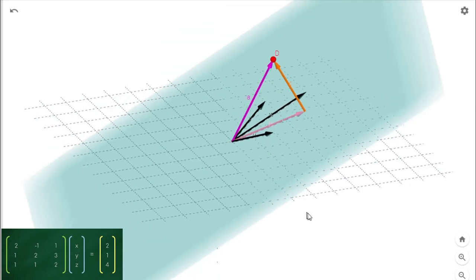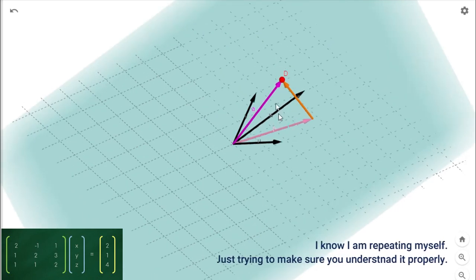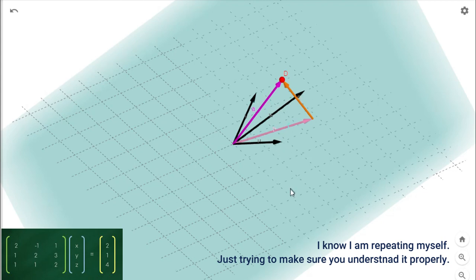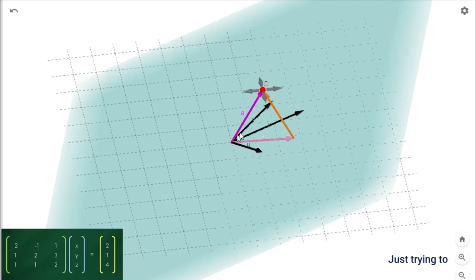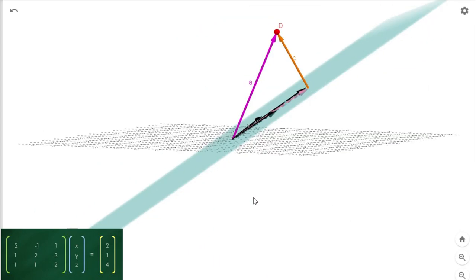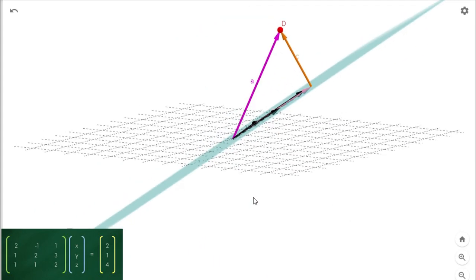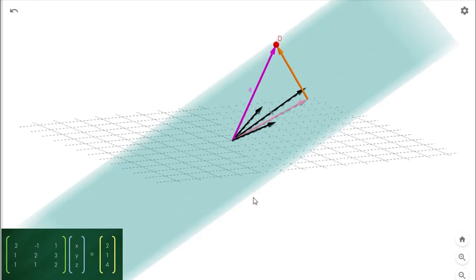So if I want to summarize this again quickly, we have the black vectors are my column vectors. So by spanning them, I got the blue plane. But my right-hand side vector is the purple vector, which is not inside my column space. And that is why I cannot reach there. So I cannot find any solution.